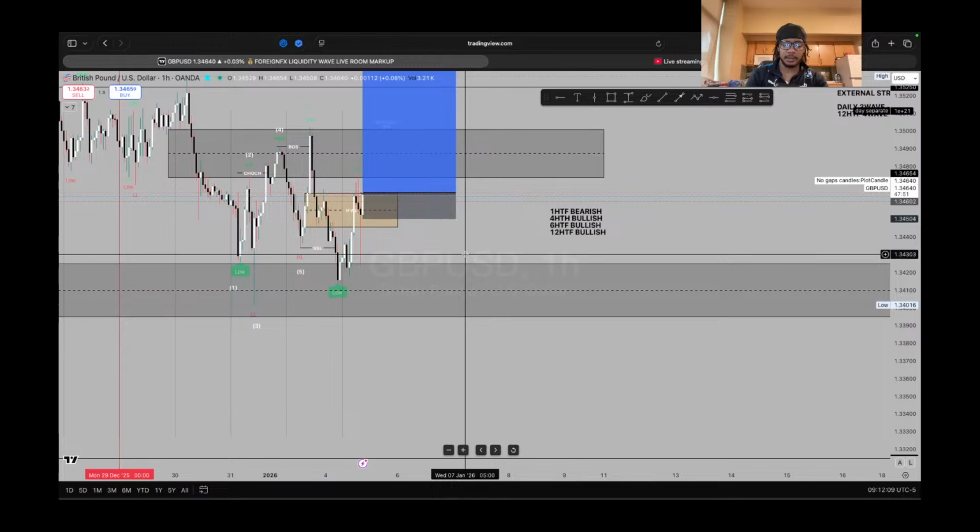GBP USD. This is a pair that I wanted to trade from last week. 1, 2, 3, 4, 5, 6, 7. We're not supposed to create a higher low, so this should be valid. 15. We did create a higher low. It's just that it's a high buy. I'm not trying to buy into it that high.